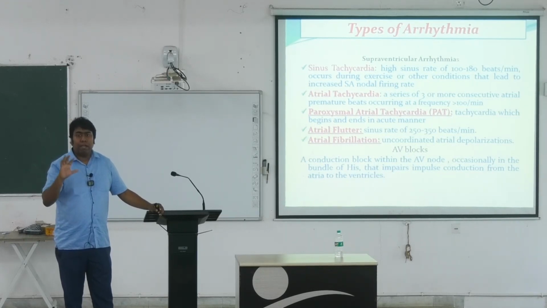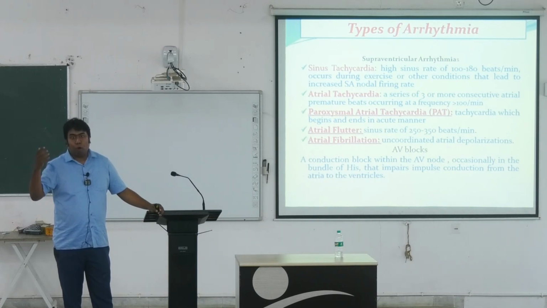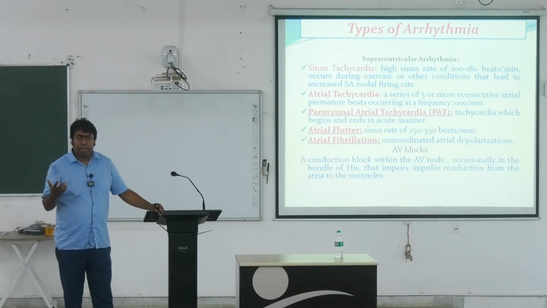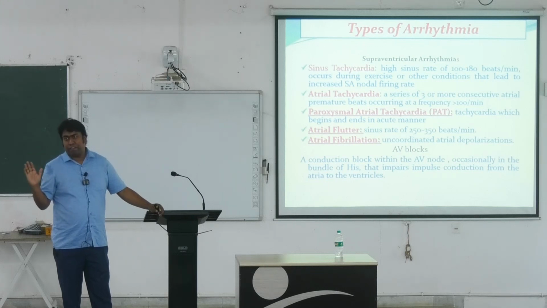That can lead to a good enough cardiac output. But if it is 250, and all are transmitted to the ventricle, what happens? The ventricle will be like a fibrillation. There is no adequate cardiac output, leading to syncope and death of the patient.